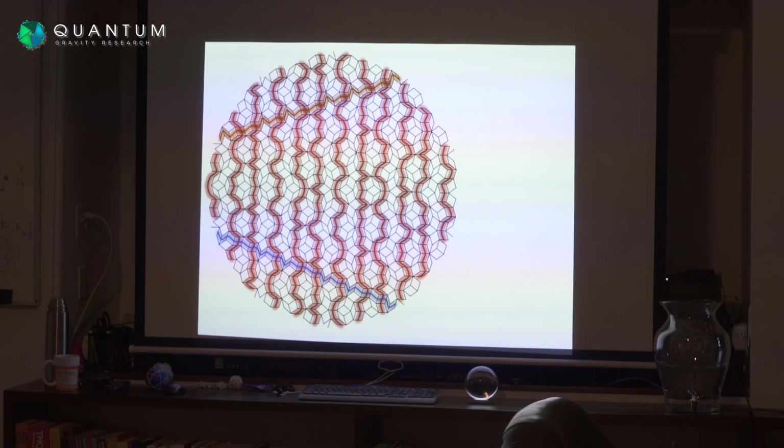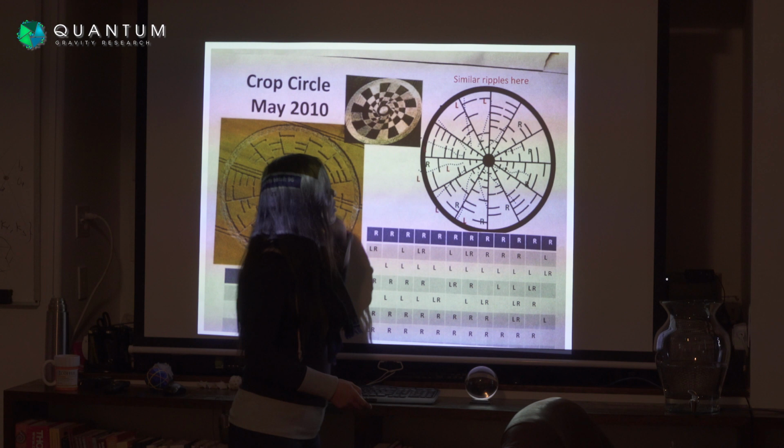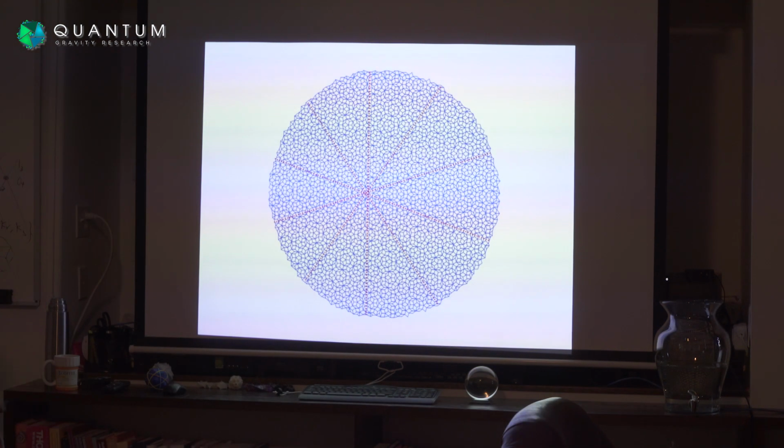It seems not like the Fibonacci pattern, Fang. Maybe it's, you know what I think it is, Fang? Well, here it does look like that. Yeah. So I just thought of this, but ignore that. Is that the Fibonacci pattern in that crop circle?